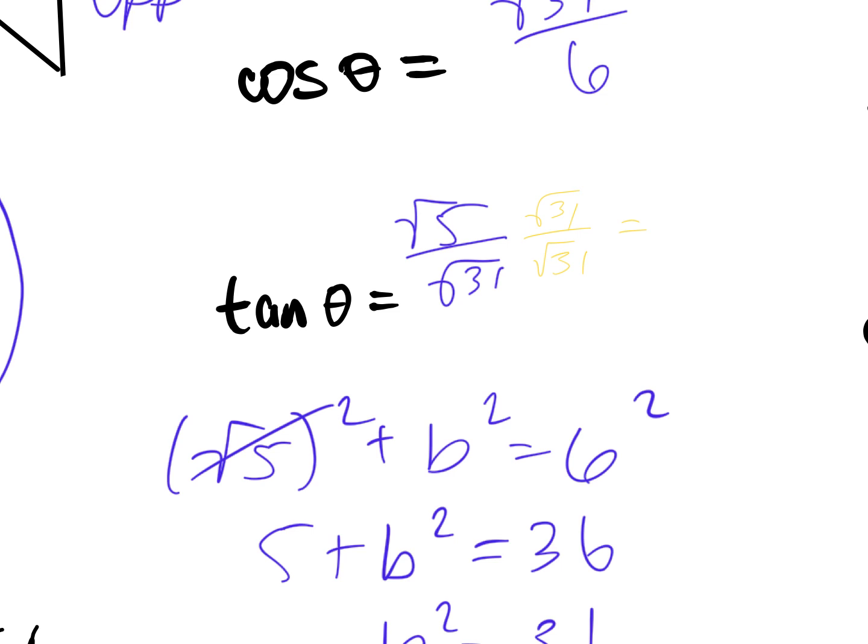What is 31 times 5? 155. So it's the square root of 155. If that breaks down, you need to do it. If it doesn't, no worries. Over 31.